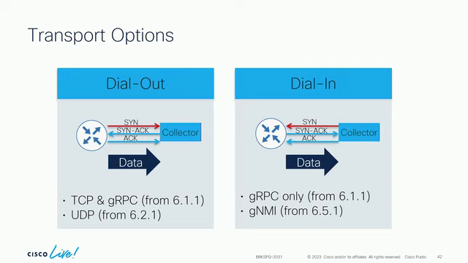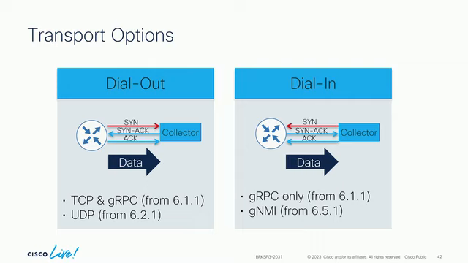When we switch to dial-in, the methods are limited, and you can do either gRPC or gNMI. And with gRPC, what you need to do is just expose a port on the box. You are telling it, I want the gRPC agent to listen on 57400. And then from the collector side, you will say, this is the router IP, this is the router domain name, and this is the port I want to use. And the collector will dial into the router and will initiate the collection.